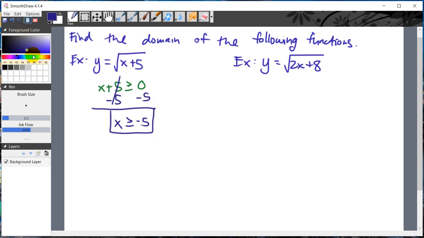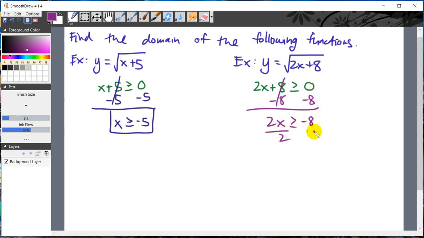Now we want to do this one. We want to find the domain of this function. So 2x plus 8 is greater than or equal to 0. We want to get x by itself. Subtract 8, so we have 2x is greater than or equal to 0 minus 8, which is negative 8. Divide by 2 on both sides, so this cancels. x is greater than or equal to negative 8 divided by 2, which is negative 4. And there we go. That's how you can find the domain of these functions.